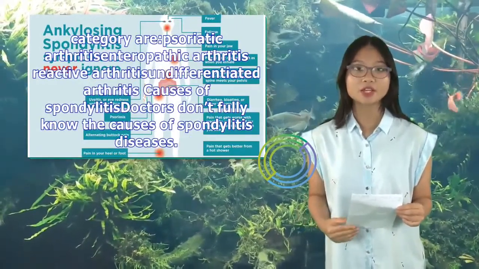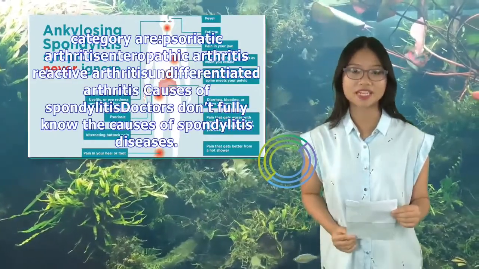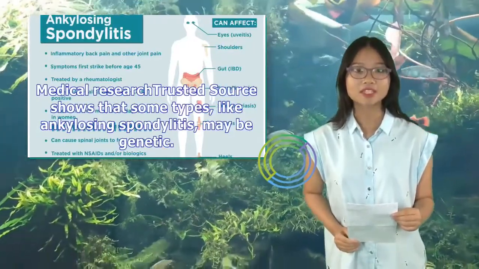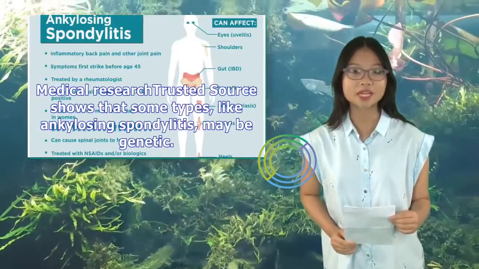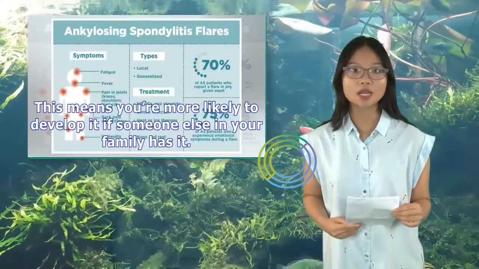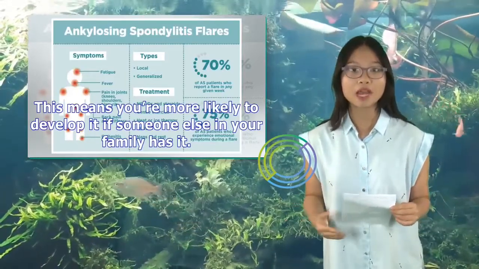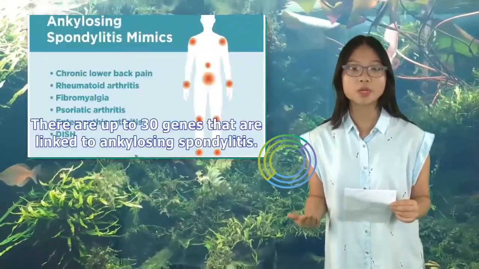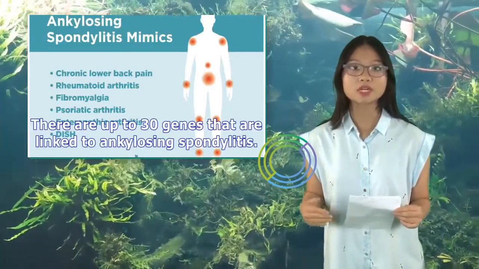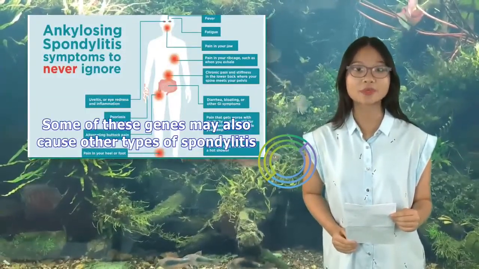Causes of spondylitis. Doctors don't fully know the causes of spondylitis diseases. Medical research shows that some types, like ankylosing spondylitis, may be genetic. This means you're more likely to develop it if someone else in your family has it. There are up to 30 genes that are linked to ankylosing spondylitis. Some of these genes may also cause other types of spondylitis.